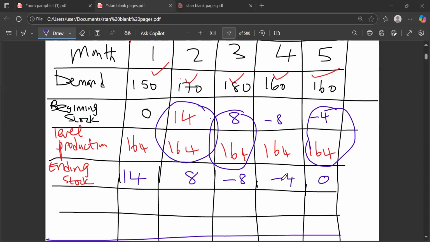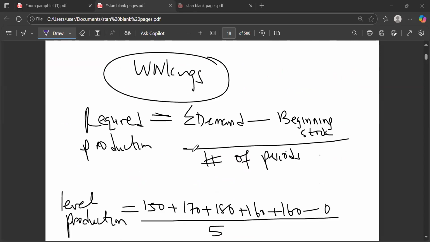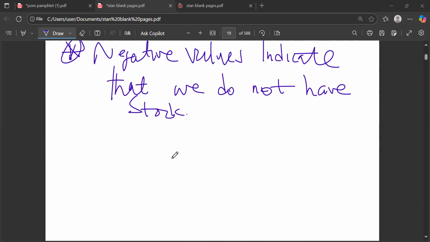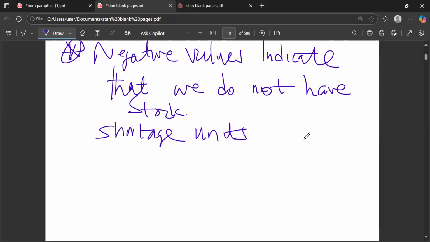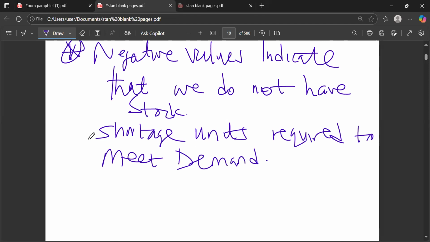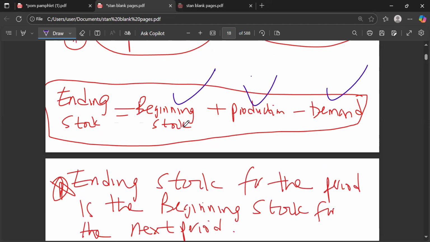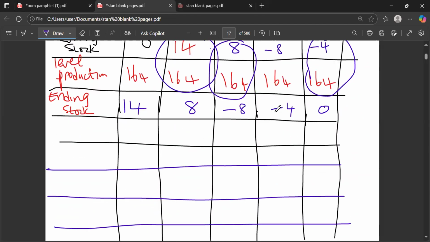So the negatives, what do the negatives imply? These are the units that we are lacking to meet the demand, the shortages. You get me? So negatives mean shortage units required to meet demand. They indicate that we do not have stock. Shortage units required to meet demand. And those are what they mean. So it's up to you now to do. You have three options when you have shortages.